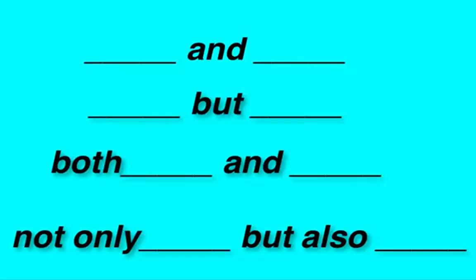Here are some of the connectors that need to have parallel structure. We already saw that whatever is on either side of and needs to be the same form. The same is true for but. Whatever is in front of it and after it needs to be the same grammatical structure. We also have both and. With this structure, whatever goes after both must be the same structure as what goes after and. The same thing is true with not only, but also. With this connector, you need to have the same grammatical structure in both of the blanks.